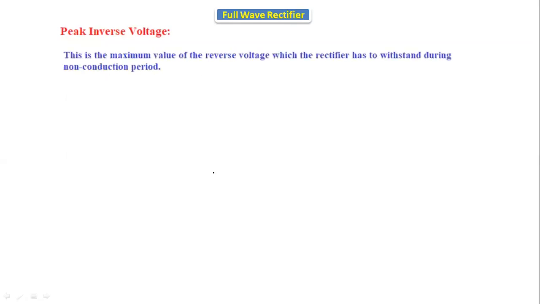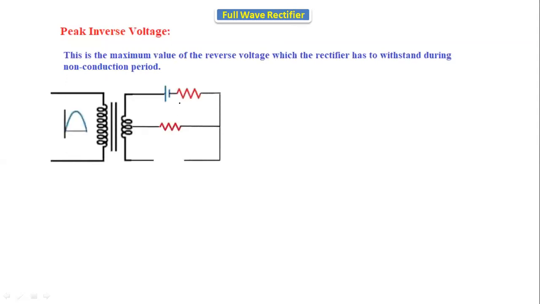Now let's see peak inverse voltage. This is the maximum value of the reverse voltage which the rectifier has to withstand during the non-conduction period. If we take the positive half cycle, in the positive half cycle the diode D2 will be in reverse bias. When the diode is in reverse bias, we have to calculate the maximum reverse voltage across this diode. The voltage across this reverse bias diode is nothing but the peak inverse voltage.